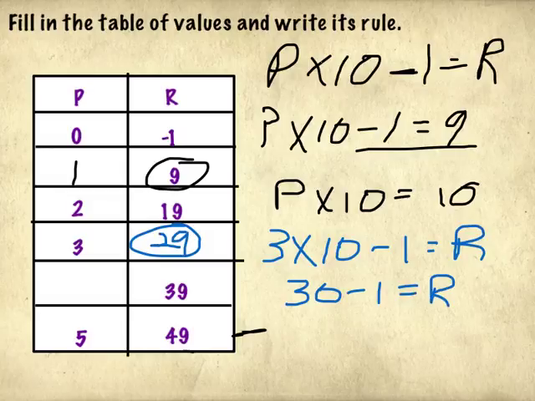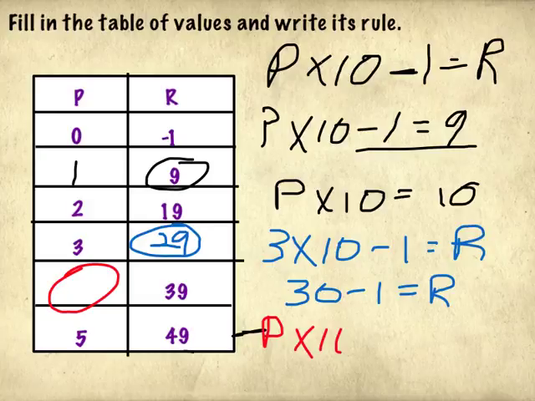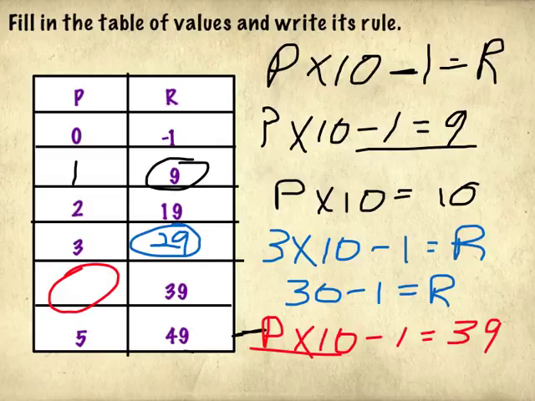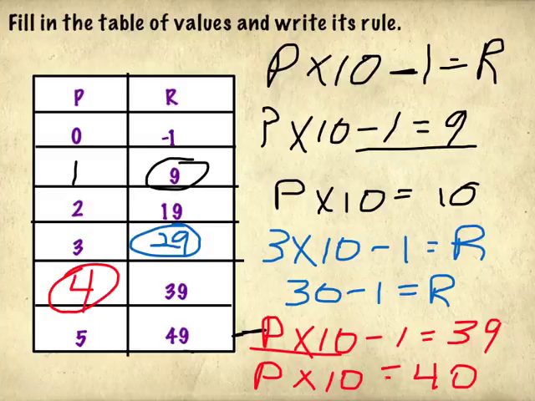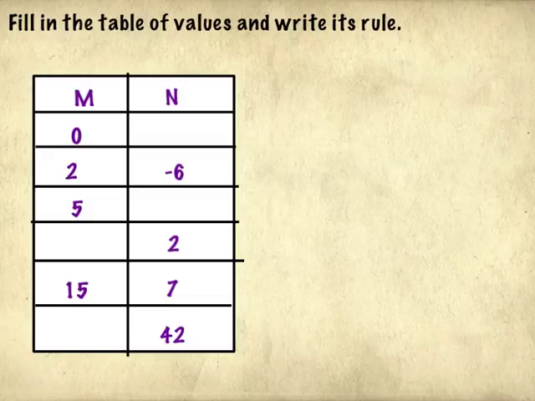And then I have one more I have to do here, and it's got a space for p and nothing for r, and 39 for r. So I'm going to do p times 10 minus 1 equals 39. Again, whatever this is, take away 1 is 39, which means that p times 10 is going to equal 40. What times 10 is 40? 4 is. And there you go. I filled in the table of values, and I found the rule.